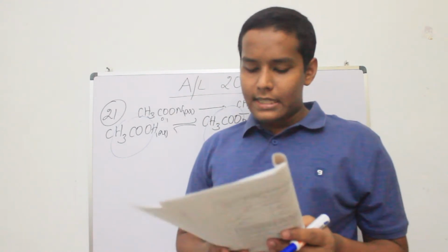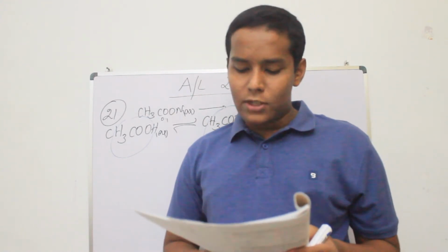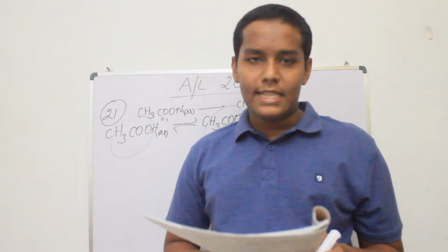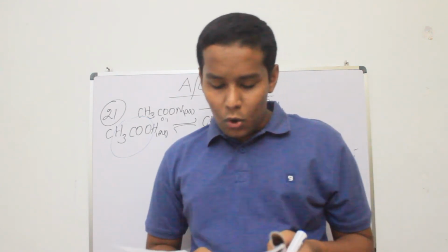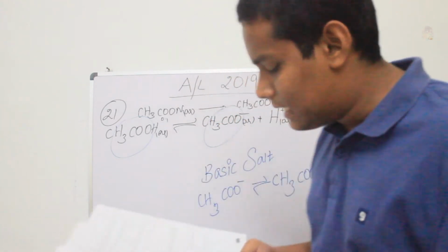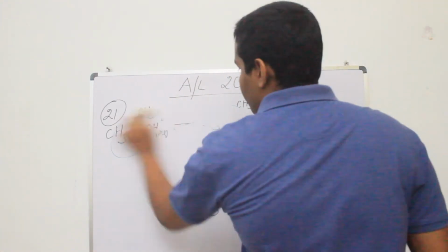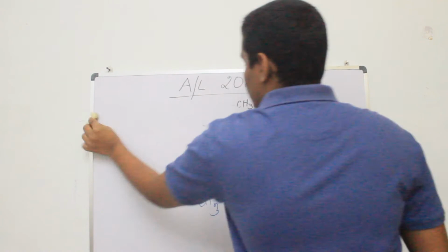23. Incorrect statement regarding the oxoacids of chlorine: HOCl, HClO2, HClO3, HClO4. The shapes around chlorine in HClO2, HClO3, HClO4 respectively. Okay. We'll draw the structures first of all. Then it will be easier.